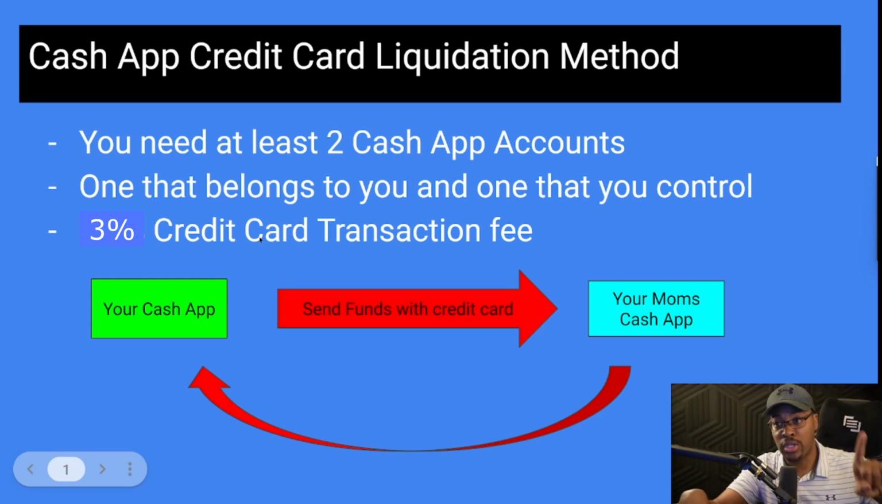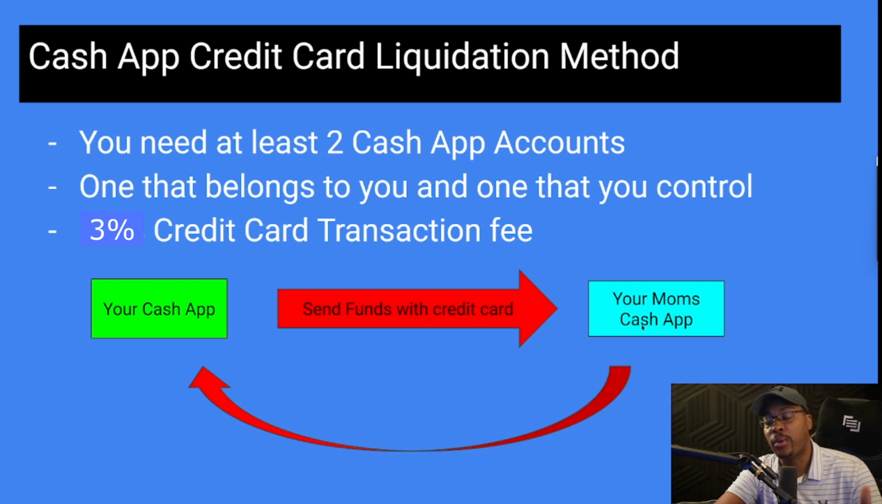One that belongs to you, and then one that belongs to hopefully someone that you trust, or someone's account that you could have some type of control over, right? So in this example, I just said, your mom's Cash App account, right? Someone who hopefully, you have enough trust in, or an account that you just control, right? This could be a family member, a very close friend, right? So you don't want to send the money and not be able to send it right back. So this is pretty self-explanatory, right?